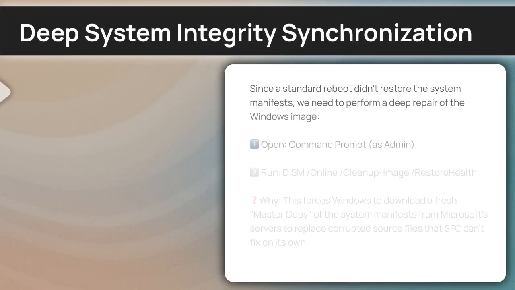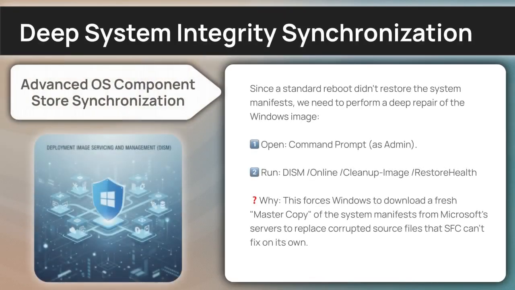With the restart confirmed as ineffective for this instance, let's analyze the registry settings next. If you need to pause the video while navigating the registry editor, feel free. Since a standard reboot didn't restore the system manifests, we need to perform a deep repair of the Windows image.